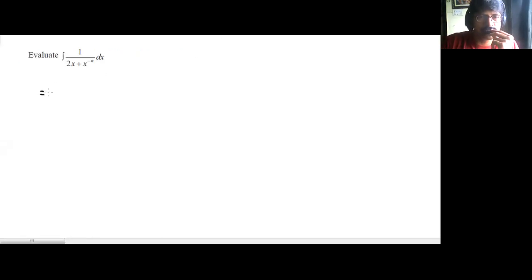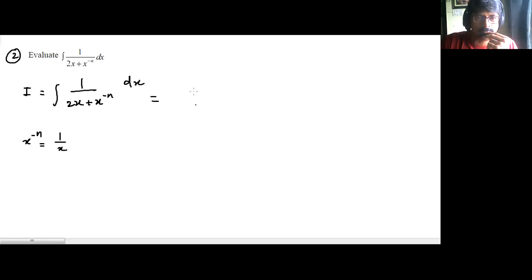Okay, now students, let's see sum number 2. How do you do this sum number 2? So what is I over here is integration of 1 upon 2x plus x raised to power minus n dx. Okay, you can start writing now. So what is x raised to power minus n? Basically it is 1 upon x power n, isn't it? So we can simply write this as integration of 1 upon 2x plus 1 upon x power n dx, isn't it?